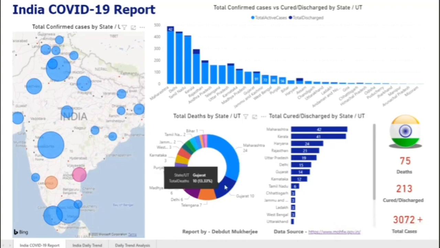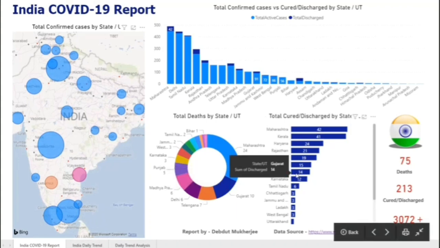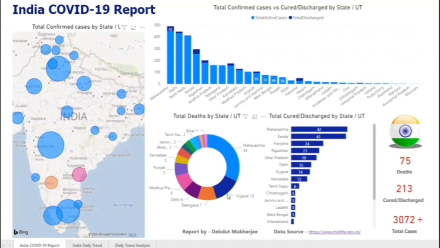This is just a hypothesis: probably the young people who actually brought the virus into Gujarat recovered, but because a lot of aged people live in Gujarat, they are getting affected very seriously. Okay, so this is one thing.